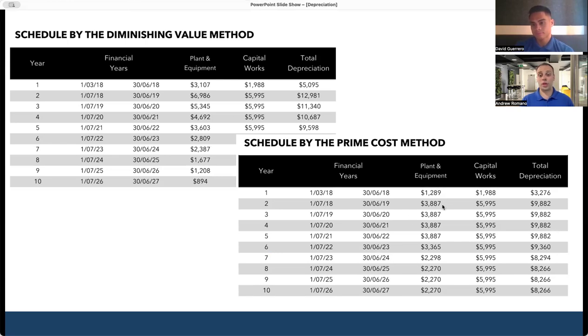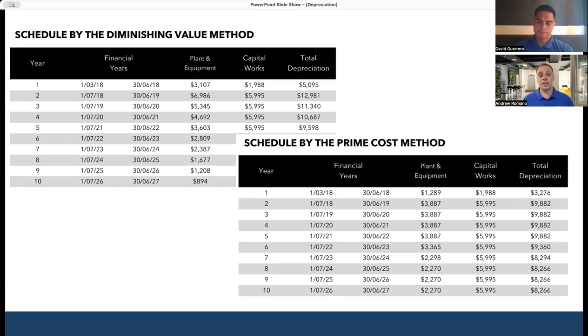If we look at the PC method for the same year, for plant and equipment, we've got 3,887 plus 5,995, giving us an overall charge of 9,882. So you can see the variance between the two charges. DV is giving a depreciation charge for year 2 of 12,981 versus 9,882.